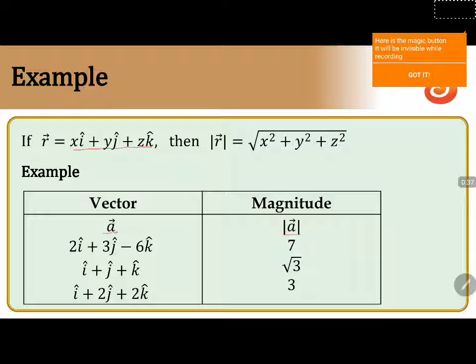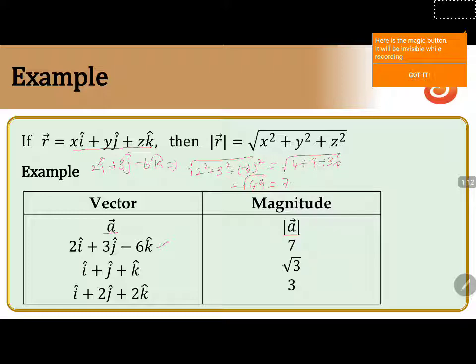Now we will take the second example, that is 2i cap plus 3j cap minus 6k cap. Now how to calculate the magnitude of this one? Magnitude we'll assume as square root of 2 square plus 3 square plus minus 6 whole square, that is equal to 4 plus 9 plus 36, that is equal to root 49, which is equal to 7.